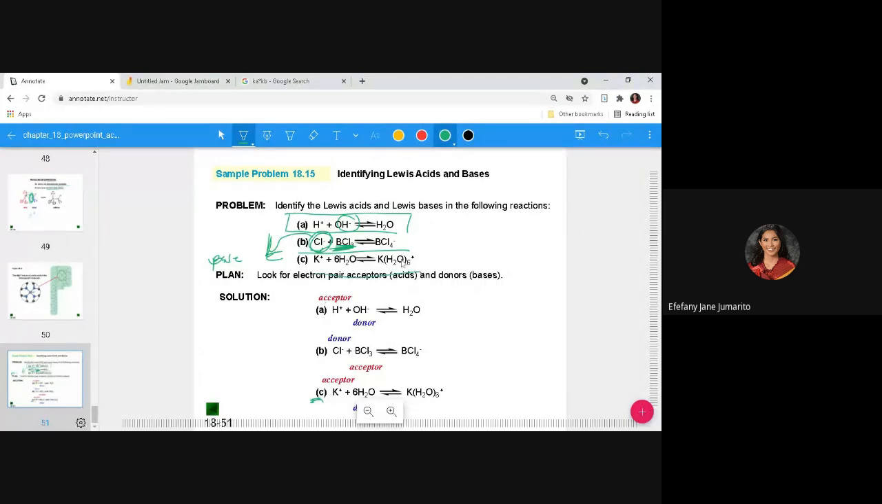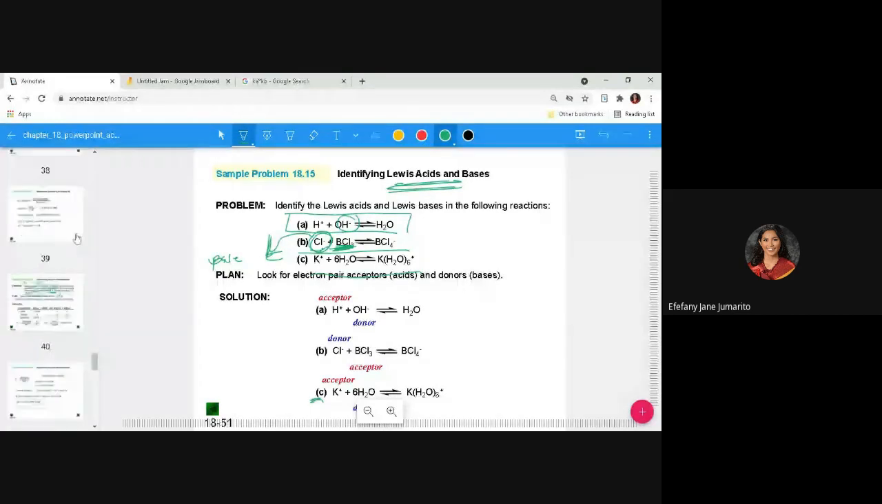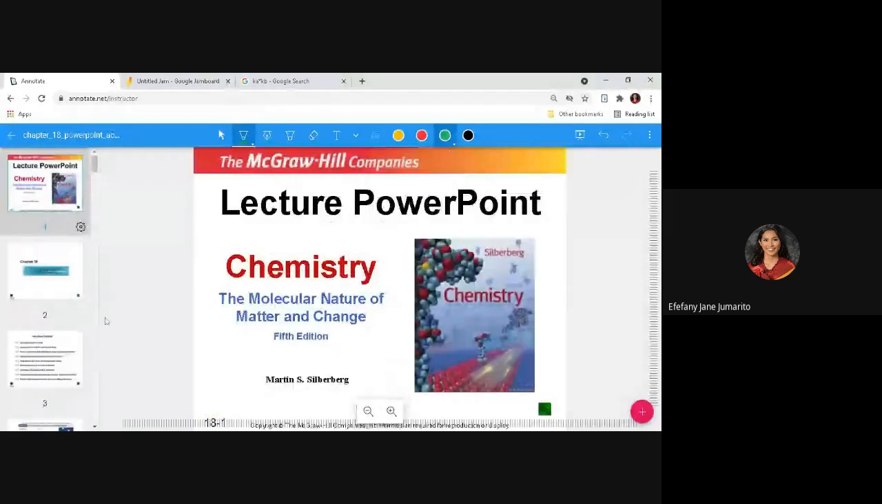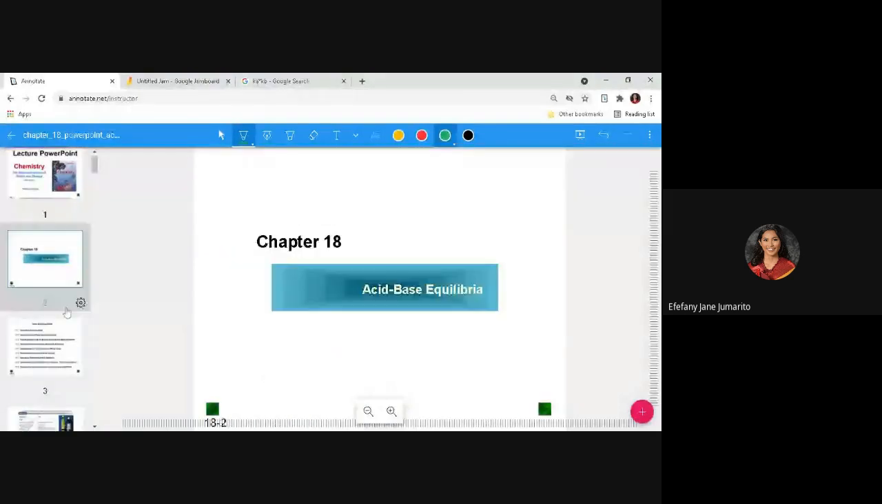So that's all for today, class. You might get confused between Lewis and Arrhenius, so just ask. The product is still the same, just that one is about electrons and the other about protons. Okay, that's all for today.